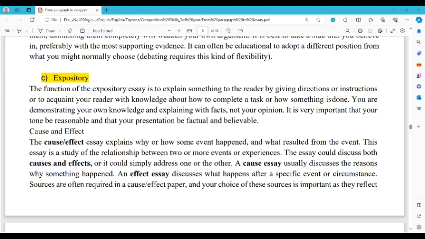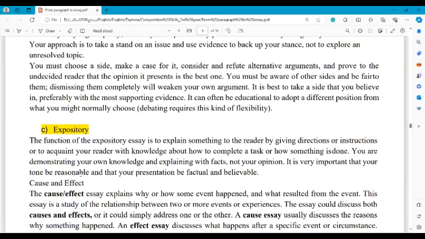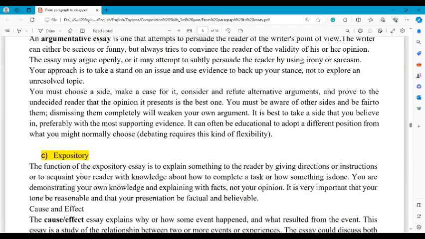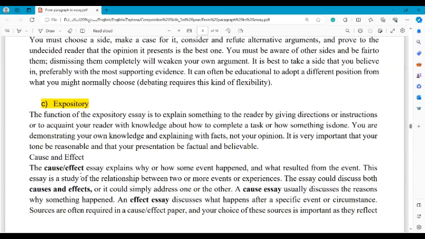Sometimes a certain topic can include two or three types of essays. Maybe one topic is argumentative and expository at the same time, or descriptive and expository at the same time. This is something normal. It's okay to combine two or three types of essay in only one topic.